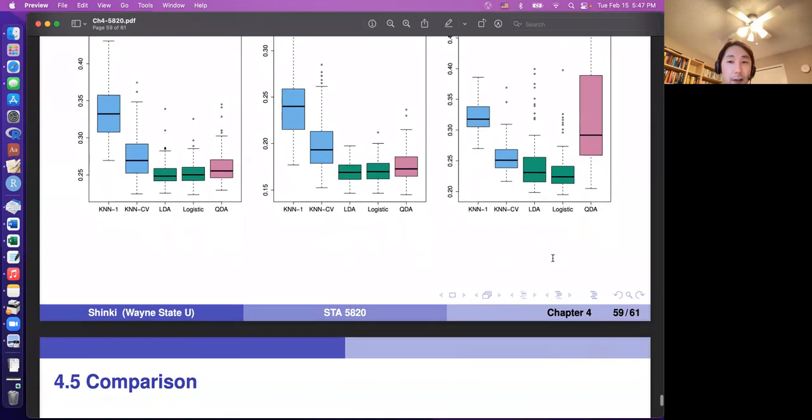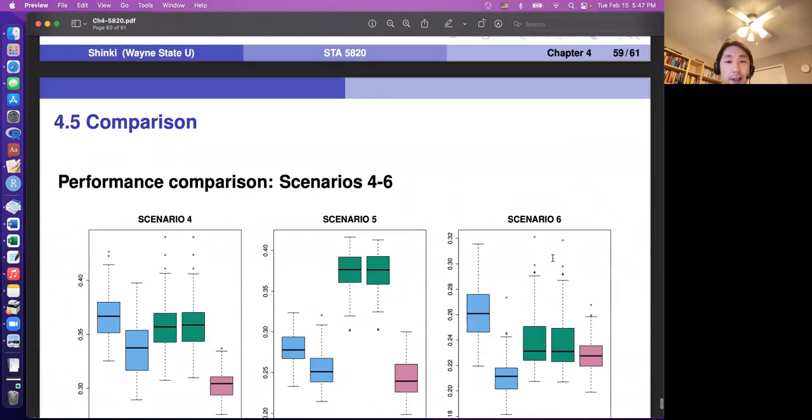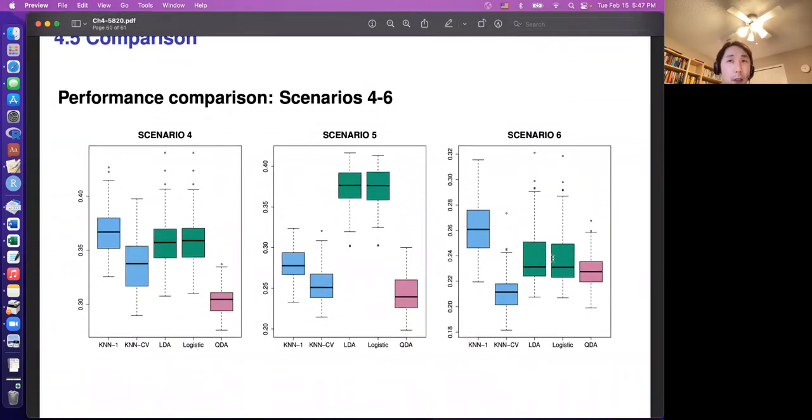KNN1 suffers from overfitting. Scenario 4 is based on the QDA assumption. So QDA works much better, and LDA and logistic regression perform much worse than before. And KNN CV always has somewhat good performance. So it's actually better here than these two methods.